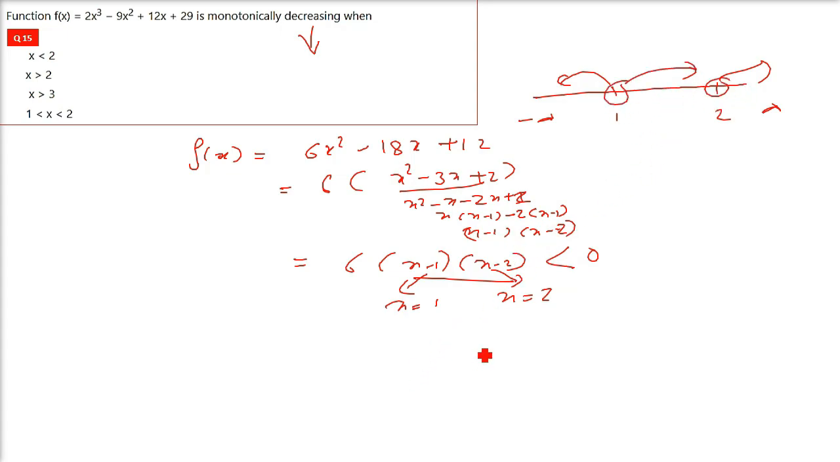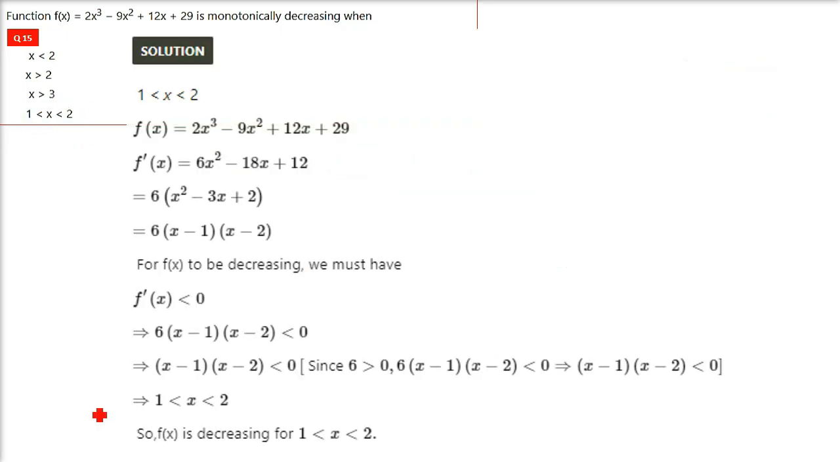So we'll take 1 and 2 as the interval. So x lies between 1 and 2. And so this is monotonically decreasing when x is between 1 and 2. That is going to be that. So this is the whole process you are going to apply here. And this is quite an easy question for you.